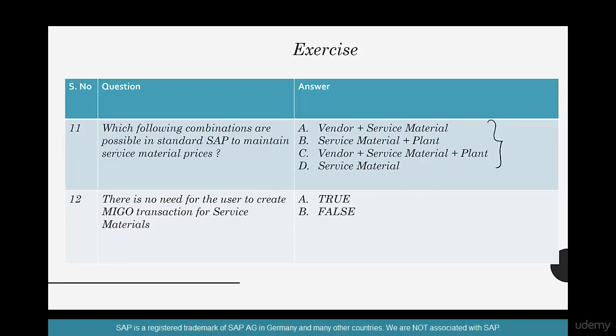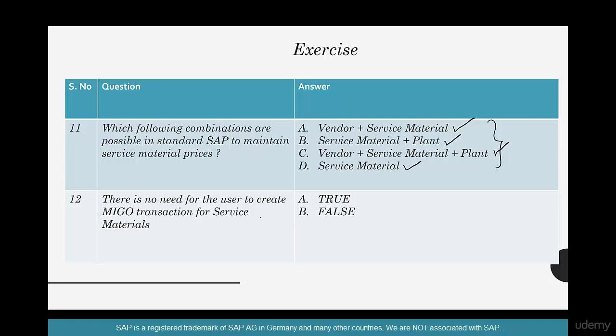Which of the following combinations are possible in standard SAP to maintain service materials? Well, vendor and service material is possible, yes. Service material and plant is possible, yes. Vendor, service material and plant is also possible. And service material is also possible, just the service material. So all of these are possible.